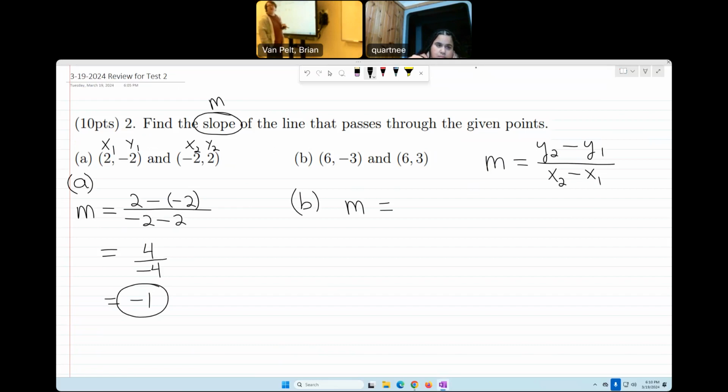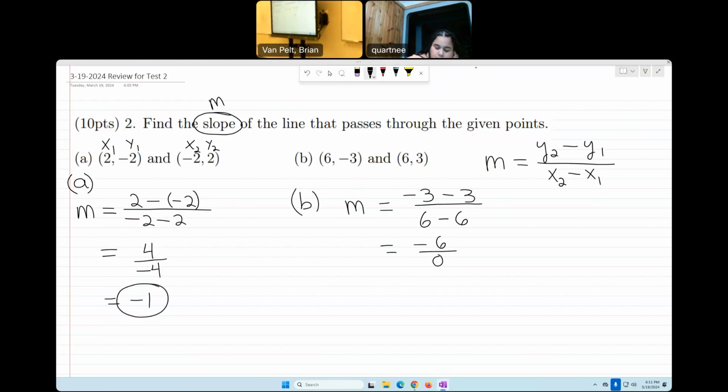So watch, I'm going to do it opposite this time. I'm going to start, that will be my y2. This will be my x2. In this case, it doesn't matter, because you end up with this scenario. You know what that is? Undefined. It's undefined.